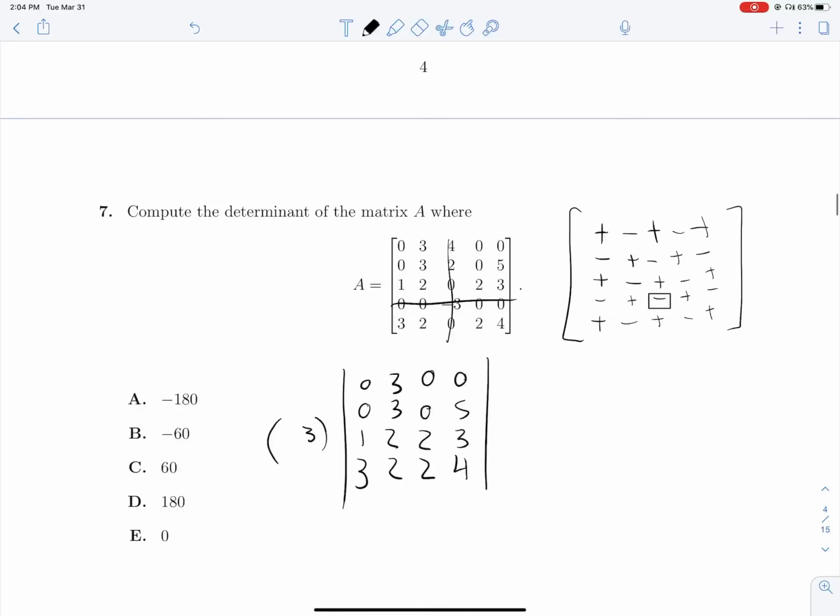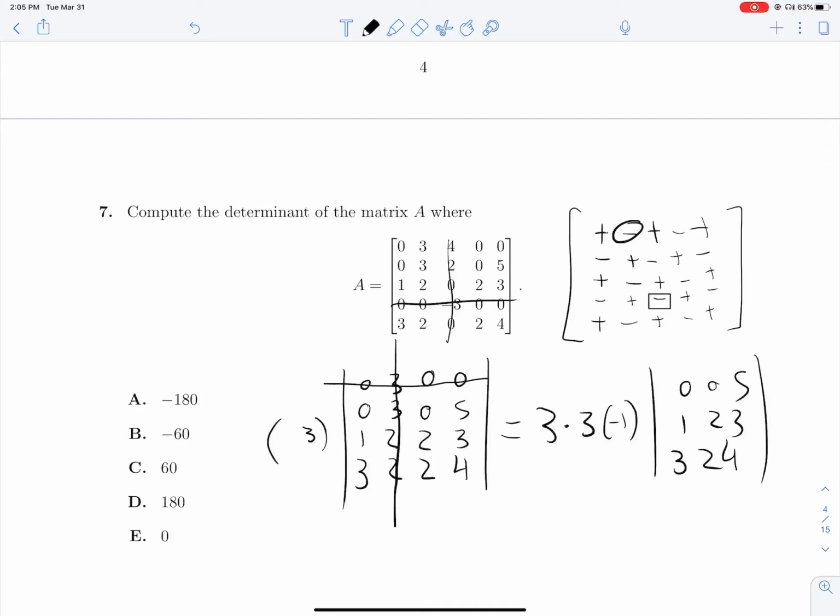And now the cool thing is we can do this again. We still have our factor of 3, but now we have a 3 in this position, which corresponds to another negative sign there. So we can take this 3, bring it out with its negative sign, and multiply it by the matrix that we're left with when we cross out the row and column that 3 is in. That leaves us with the matrix with rows (0, 0, 5), (1, 2, 3), (3, 2, 4). And I bet you can see where this is going.